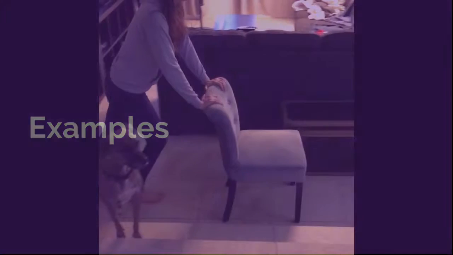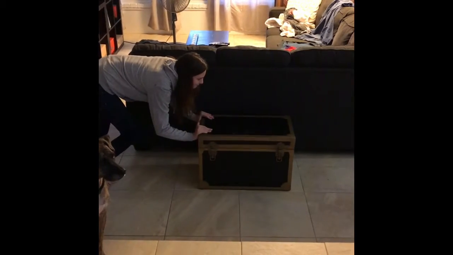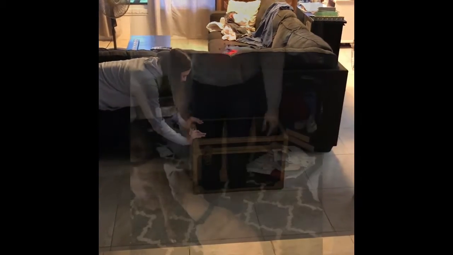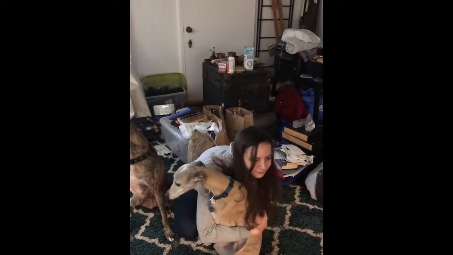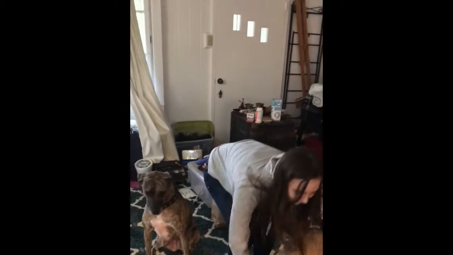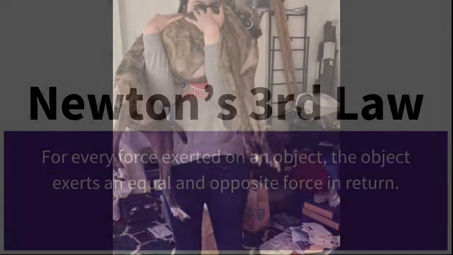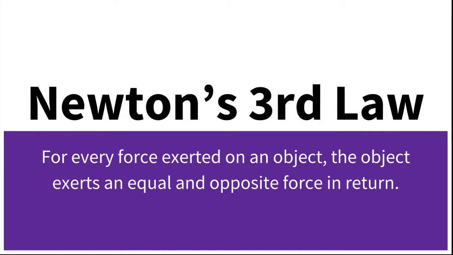Here are some examples. In this first one, I exert a force on the chair and make it accelerate across the floor. However, when I exert the same force on the heavier trunk, the trunk's acceleration is much slower. In the next example, I can pick up my smaller dog Stilton and accelerate upwards quite quickly, but when I try to lift my larger dog Kona, who has a greater mass, I accelerate upwards much more slowly.